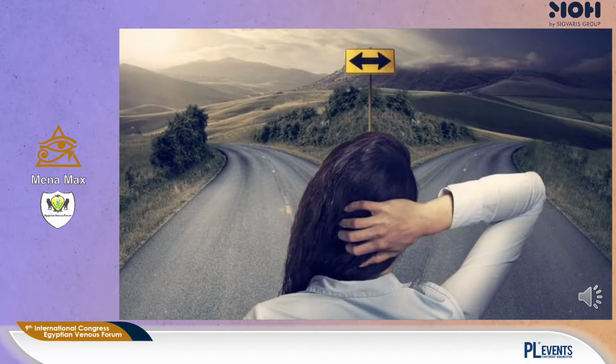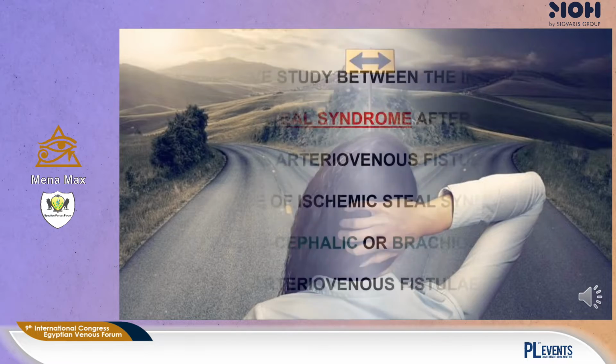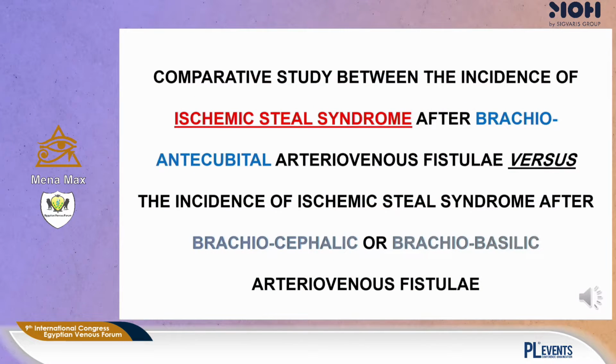And to answer the question, we have two main factors. The first, what about the maturation of the fistula? And the second, what is the incidence of development of ischemic steal syndrome. And I will focus on this point in my presentation. So it is a comparative study between the incidence of ischemic steal syndrome after brachio-antecubital fistula versus the incidence of ischemic steal syndrome after brachiocephalic or brachiobasilic fistula.